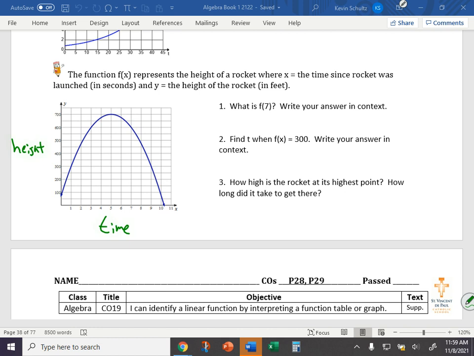So what is f of 7? Think about what it's asking you to find, and then write your answer in context. Okay? Find t when f of x, which remember is just y, find t when y equals 300. Write your answer in context. And then lastly, how high is the rocket at its highest point? How long did it take to get there? Okay. So this second page, whatever we did not do, is homework for tomorrow.